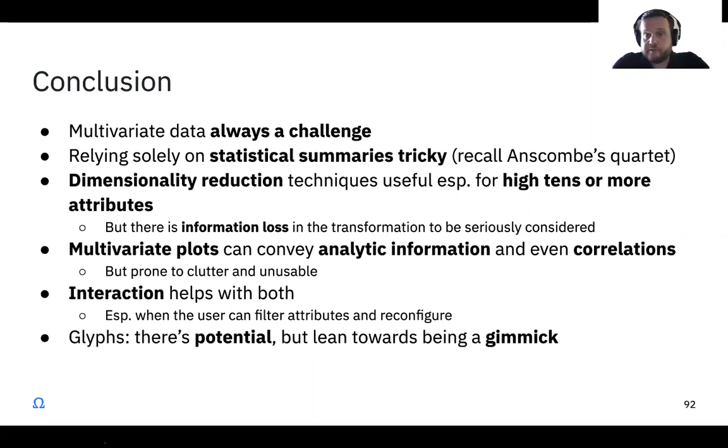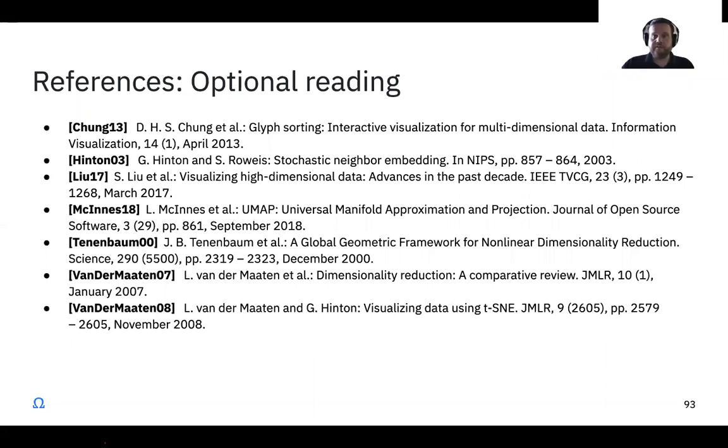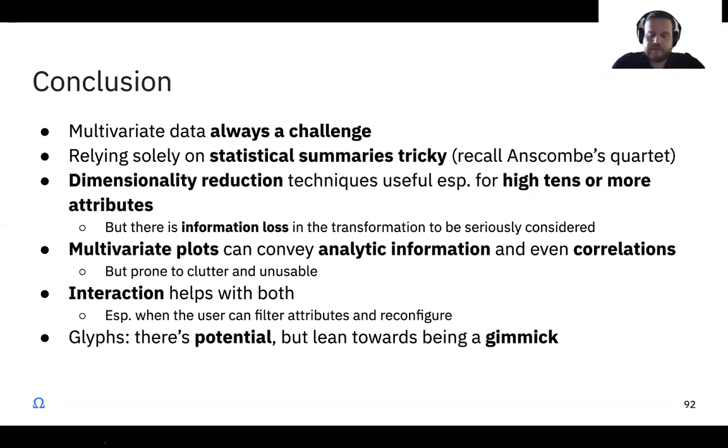Interaction helps with both. Especially when the user can filter attributes, reconfigure, and show detail for your dimensionality reduced data set, interaction is really a key ingredient in tackling multivariate data. So adhere to the interaction theory that we have shown in the last lecture. And regarding glyphs, there is potential, but they definitely lean towards being a gimmick. So here are already the references. That's all for my lecture, and let's take care of any questions that might have arisen.